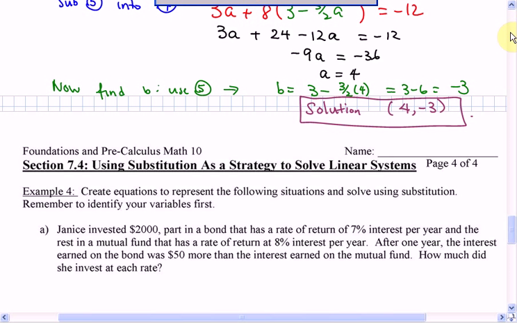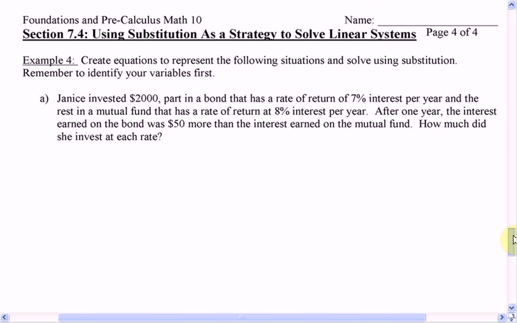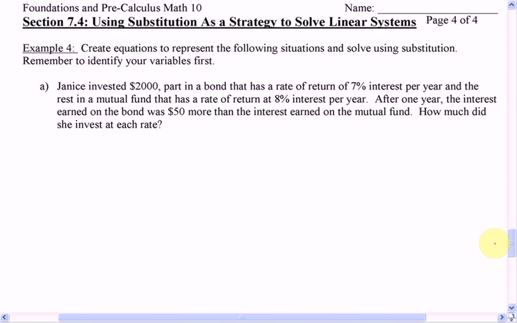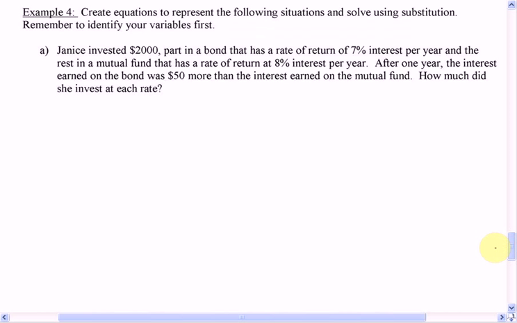All right, let's do the last part now, using substitution as a strategy to solve linear systems with word problems. So, in section 7.1, you learn how to actually represent situations with variables, and that's what you're going to have to do now. But after that, instead of solving by using graphing, you're going to now solve using this algebraic method of substitution. Okay? So here's the question.